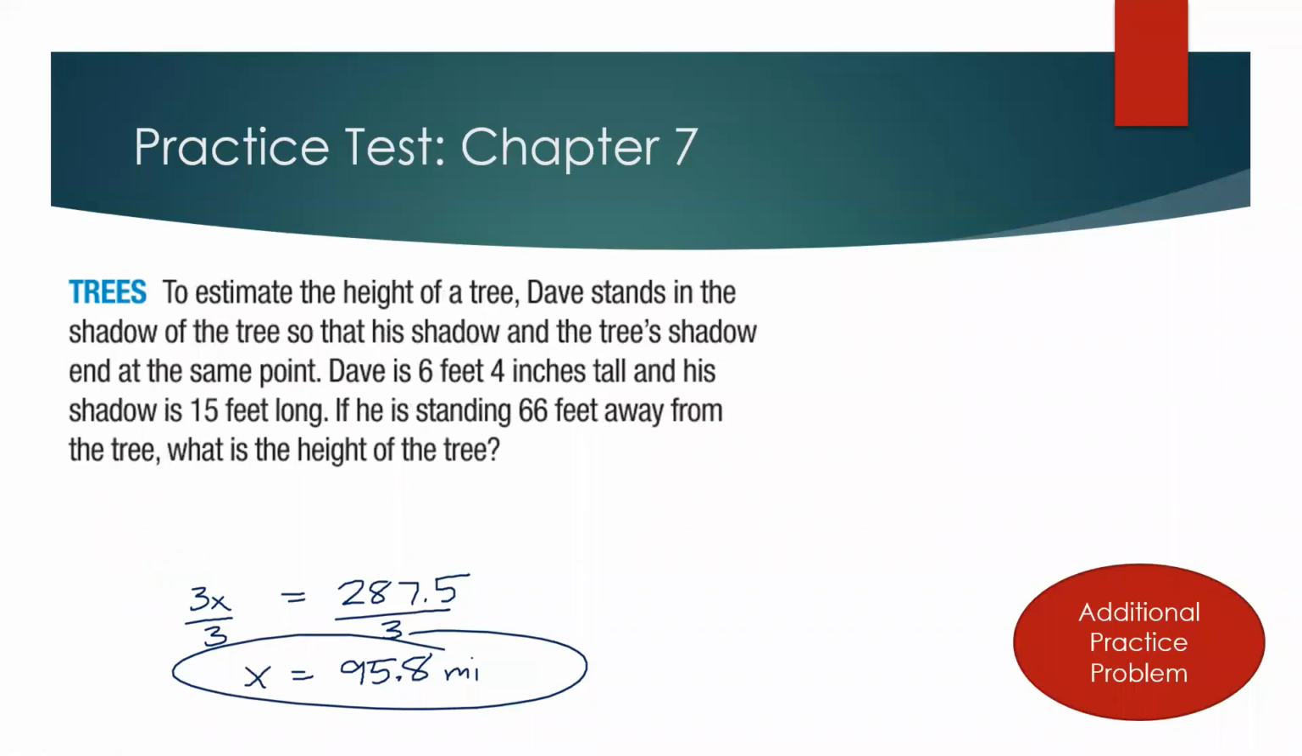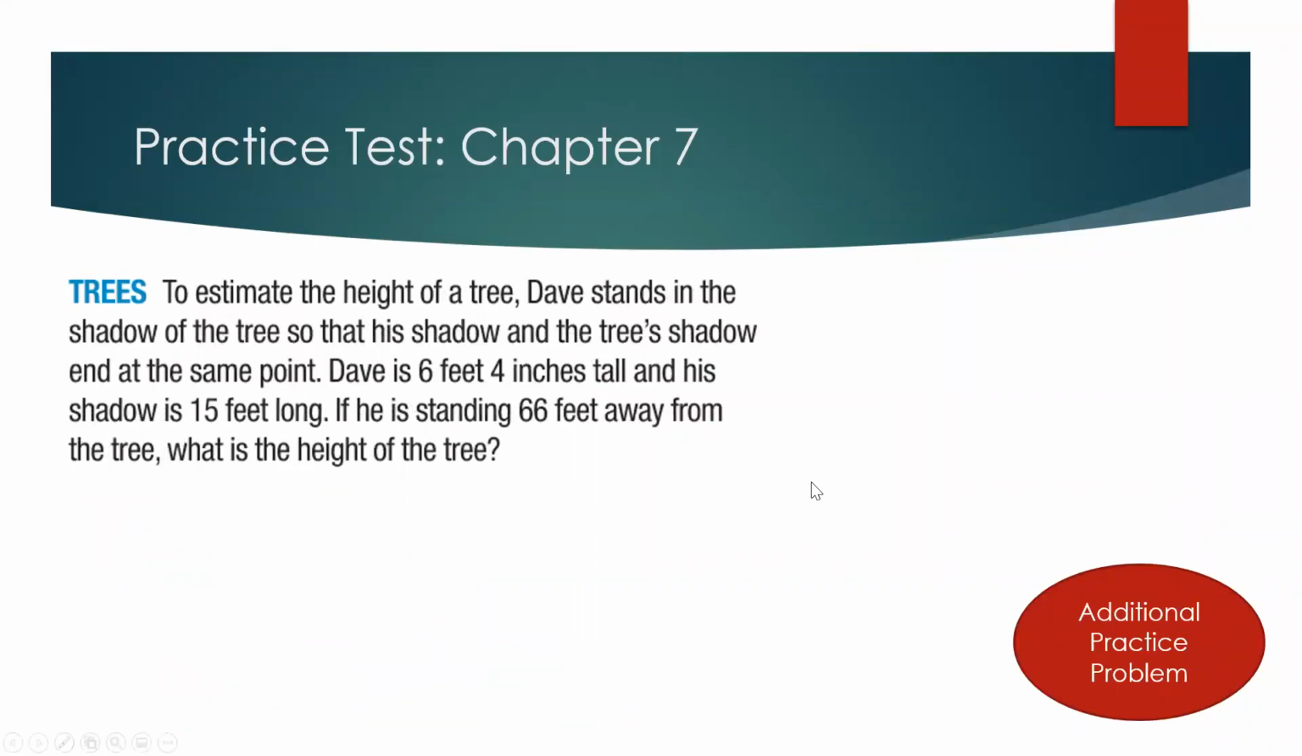All right, so let's look at another problem here. Again, this is an additional practice problem, so you will have one very similar to this on the test, okay? So this says to estimate the height of a tree, Dave stands in the shadow of the tree so that his shadow and the tree's shadow end at the same point. And Dave is 6 feet 4 inches and his shadow is 15 feet long. If he is standing 66 feet away from the tree, what is the height of the tree?